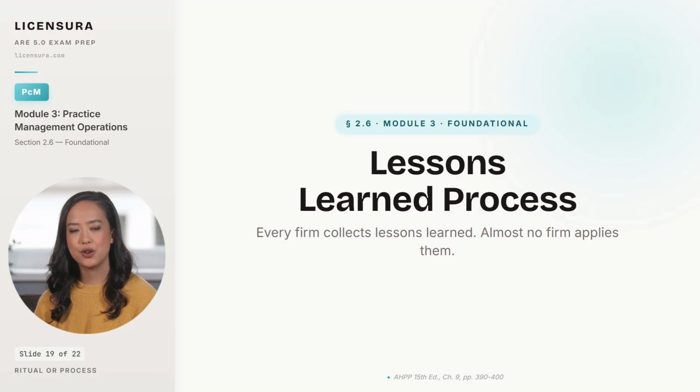Here is an uncomfortable truth most architects refuse to admit. Every firm you have ever worked for runs a lessons learned review at the end of every project, and almost none of them actually learn anything from it. The form gets filled out, the team puts an hour on the calendar, somebody types up the notes, and the document gets dropped into a shared drive nobody opens. A year later, the next project repeats the exact mistake. 2 years later, the same thing happens again.